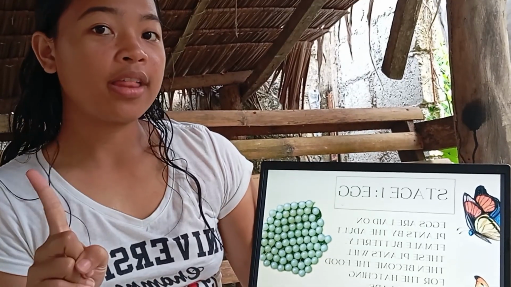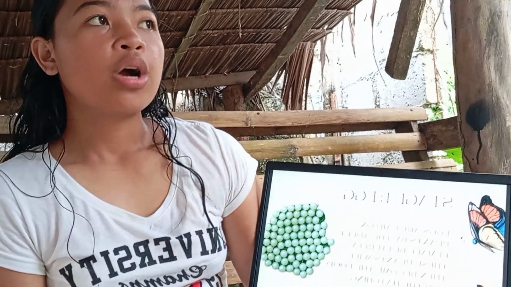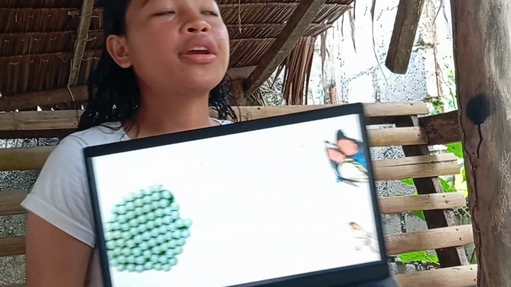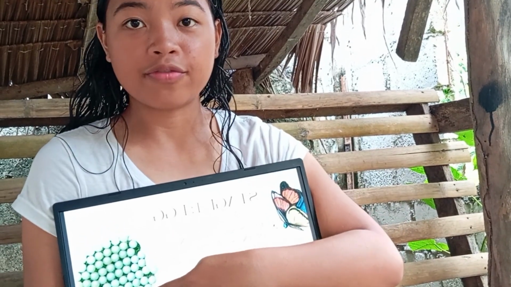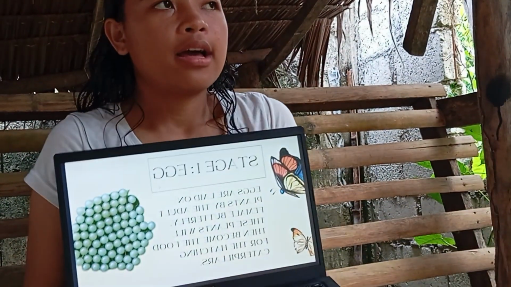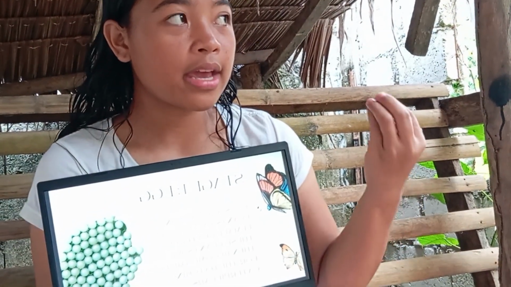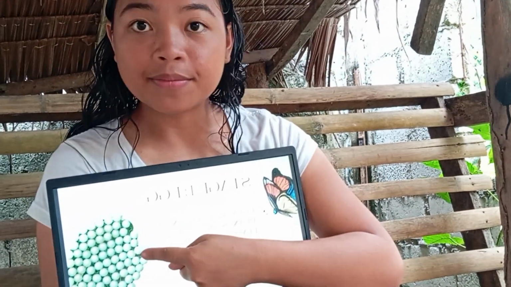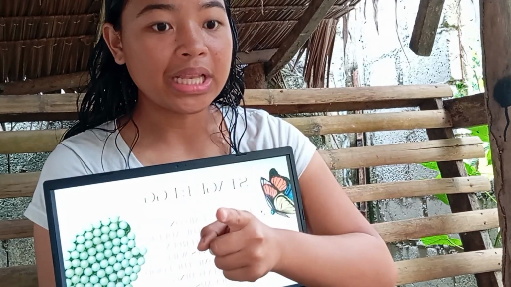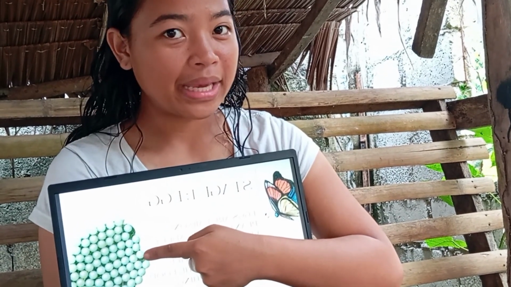In stage 1, this is where the egg is. Here the mother, or the adult female butterfly, lays eggs. So this is the egg of the butterfly. They will lay eggs on plants, and the plants become their food when the egg is hatching. For example, the egg hatches and becomes a caterpillar, and that caterpillar eats the plants where it was laid.